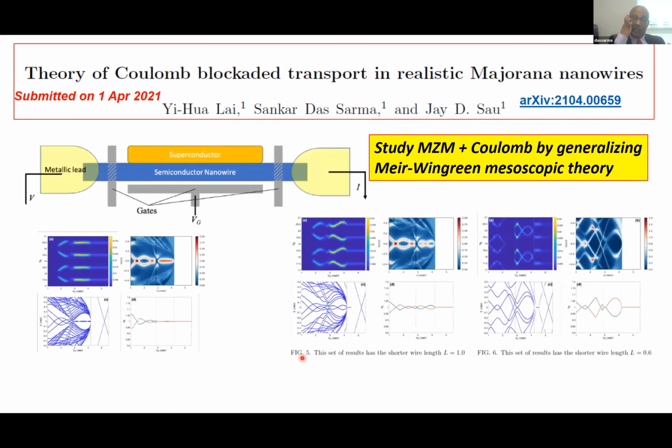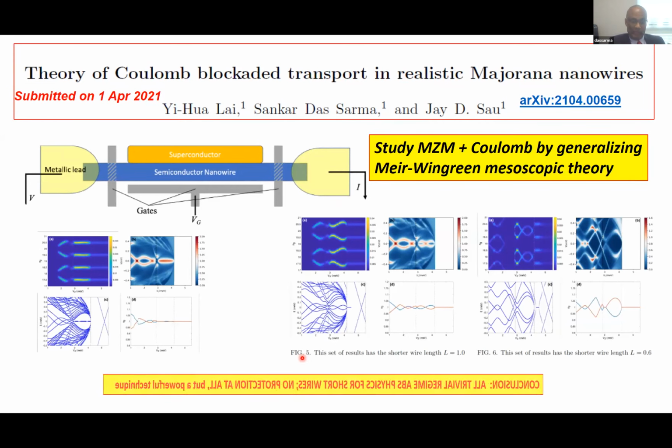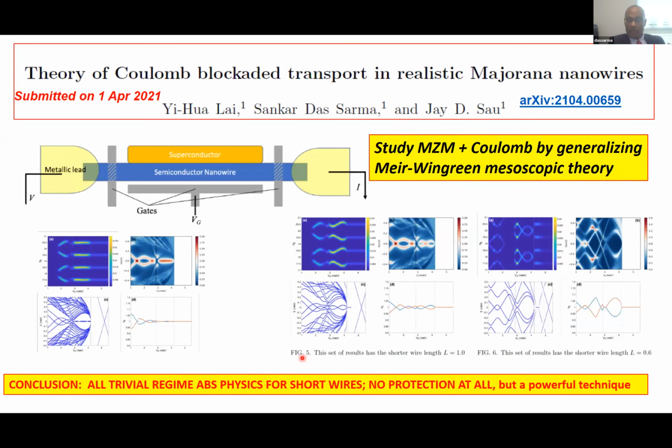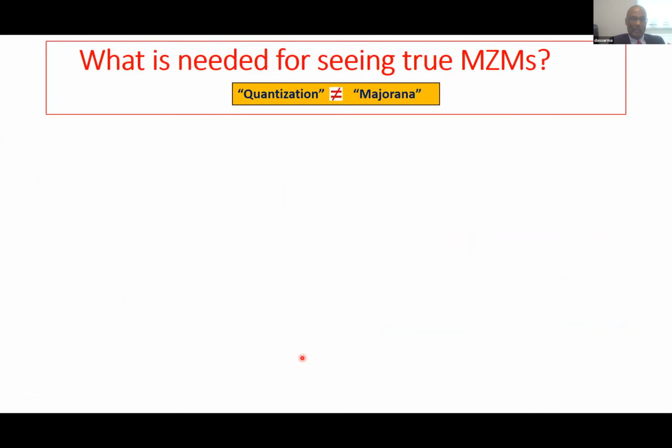This is the Albrecht experiment claim of seeing exponential protection. Let me just say that we disagree. We think at best what was seen was the unzipped bound state, but I don't have time to discuss this.